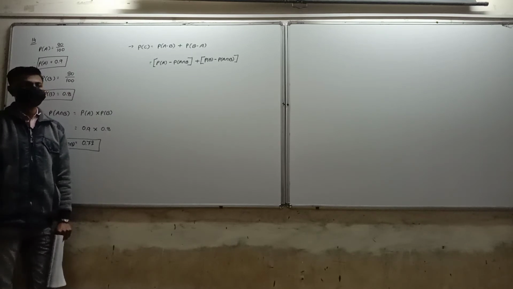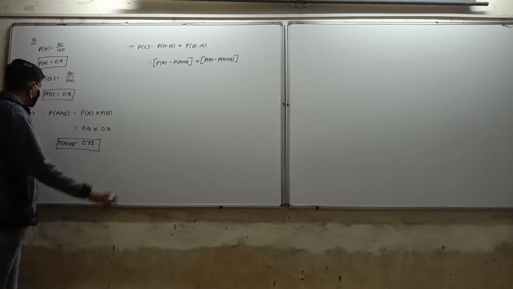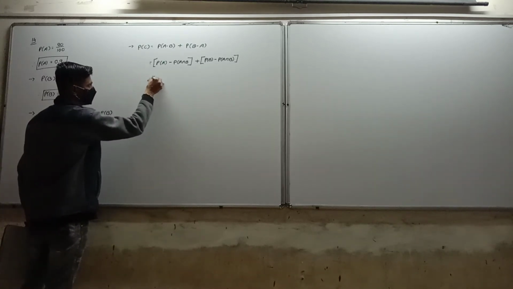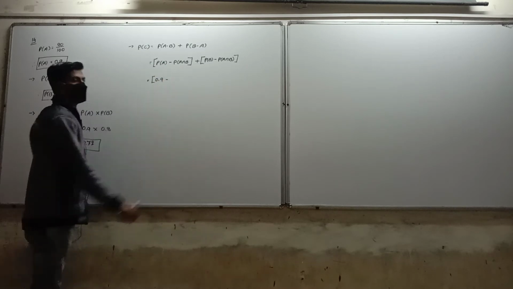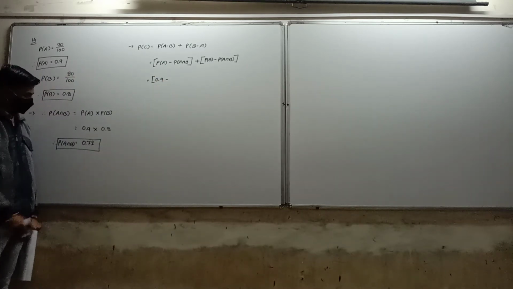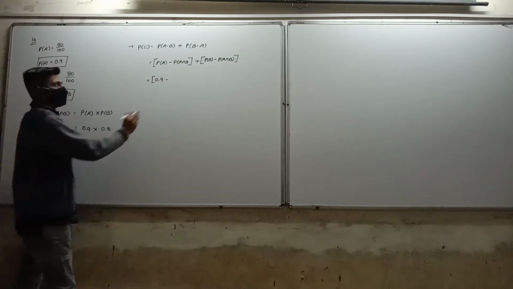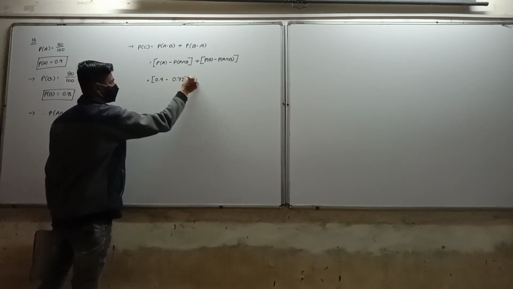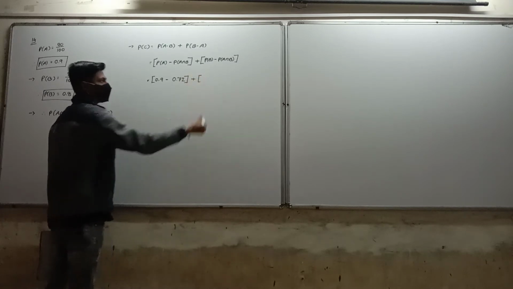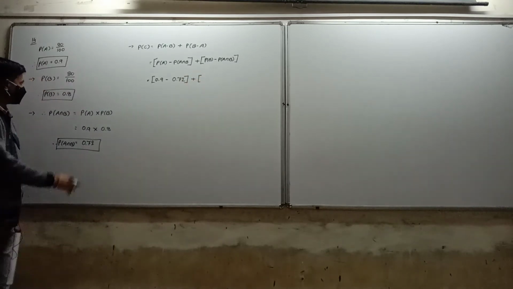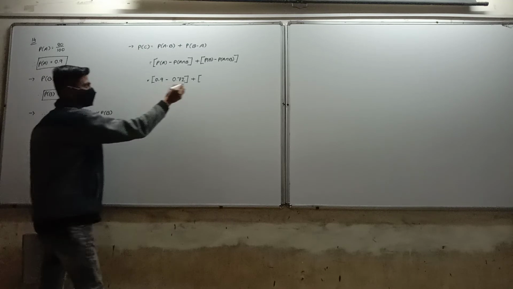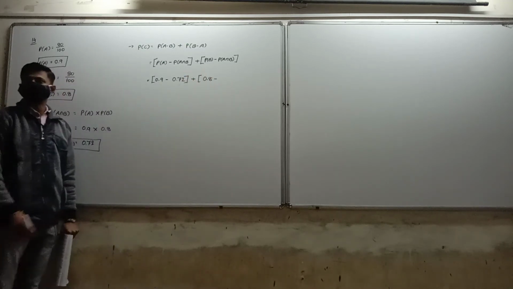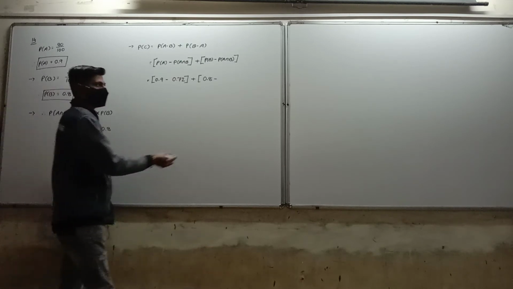Putting all the values, P of A 0.9 minus P of A intersection B 0.72, bracket complete, plus another bracket, P of B 0.8 minus A intersection B, which is also 0.72.